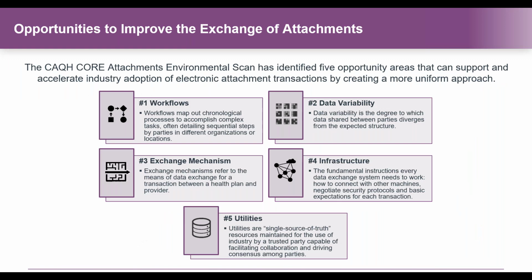Moving on to the next slide. In evaluating findings from our environmental scan, we were able to identify 5 opportunity areas that can benefit from uniform approaches in order to ensure industry-wide adoption of electronic attachments that deliver value and are successful. These 5 areas include workflows, data variability, exchange mechanisms, infrastructure, and utilities. I'll be providing details on each of these opportunity areas, from highlighting the current state of the industry to recommended approaches to resolve these industry challenges, over the next few slides.